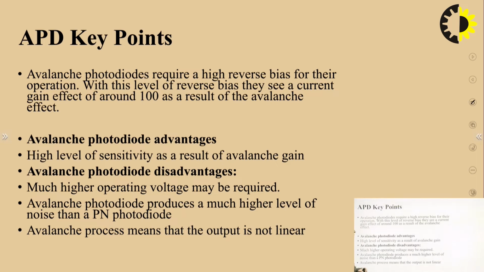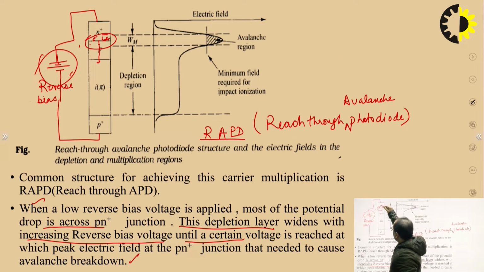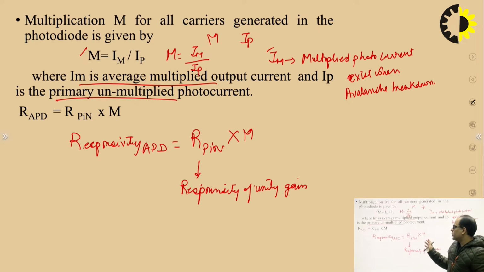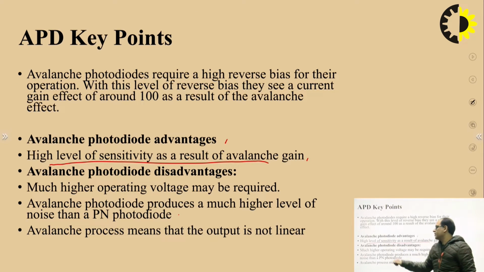So the APD has some important features. It offers some advantages: due to the multiplied current, a high level of sensitivity is there due to the avalanche gain. This means that if a small amount of photons strike this region, a small amount of photon energy gets multiplied due to the avalanche effect. That's why the sensitivity increases.